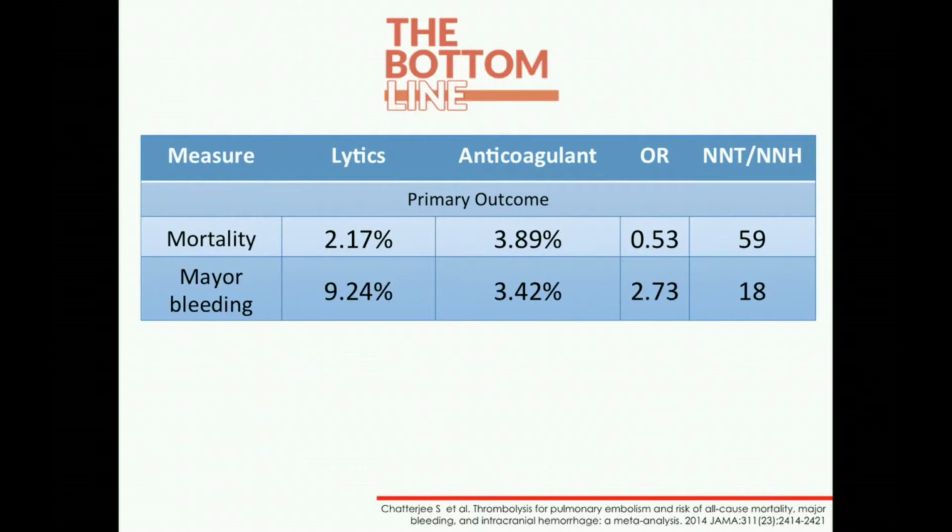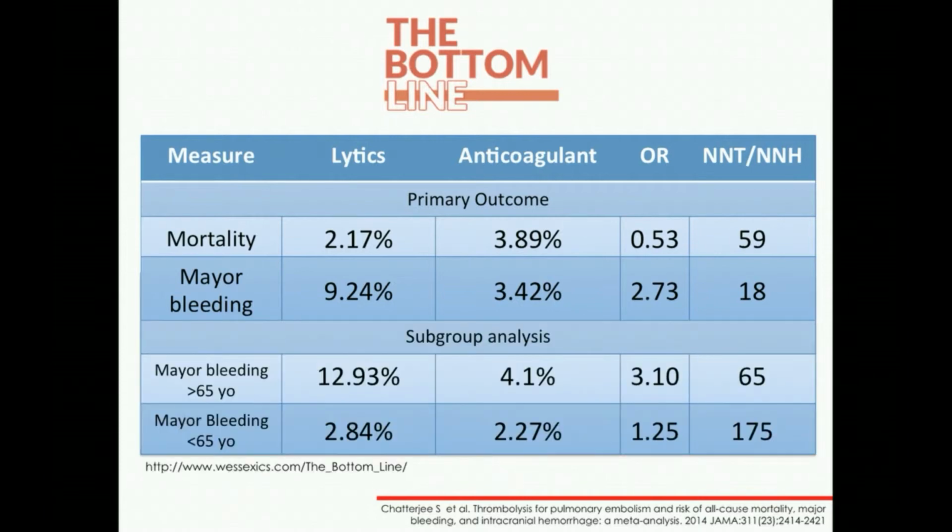When you do a little subgroup analysis, I think the most important is the analysis on age. Because if you have a PE and the patient is less than 65 years old, the number needed to harm goes up to 175, okay? And the mortality benefit is the same. So I have a number needed to treat of 60, but if the patient is less than 65 years old, I have a number needed to harm of 175. Okay, so that's a very good risk-benefit equilibrium.